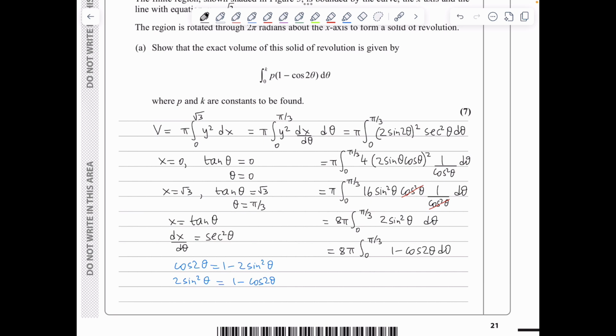And in order to match the exact form given here, I will take the 8 pi within the integral, and we are looking at the integral from 0 up to pi over 3 of 8 pi times 1 minus cos of 2 theta d theta.